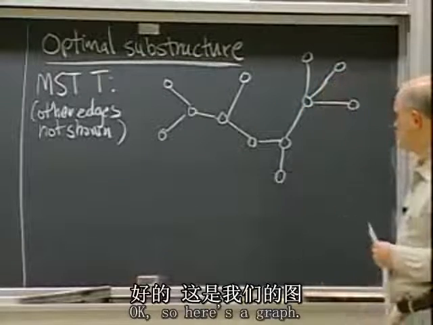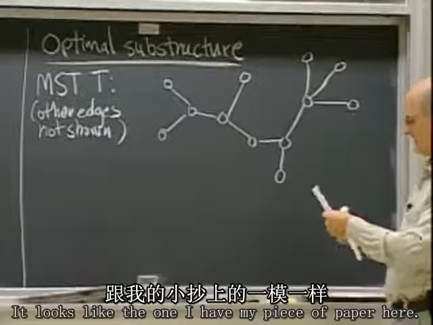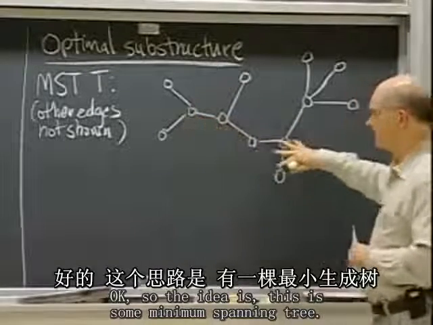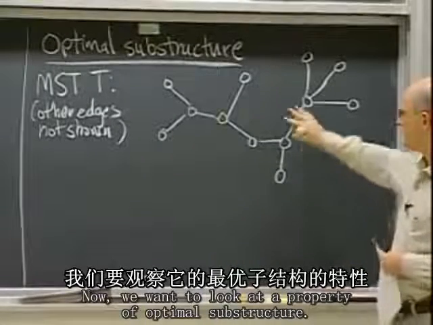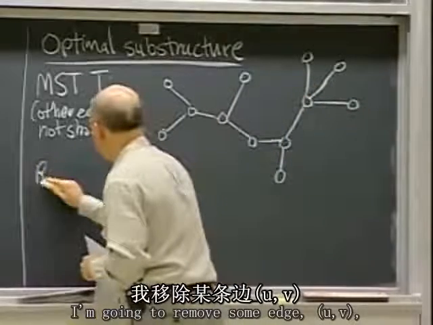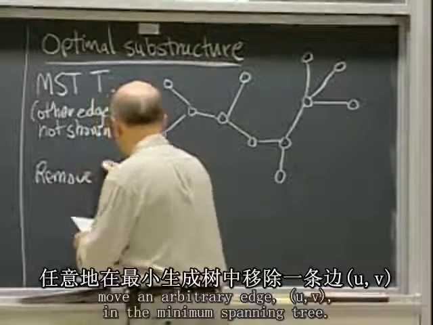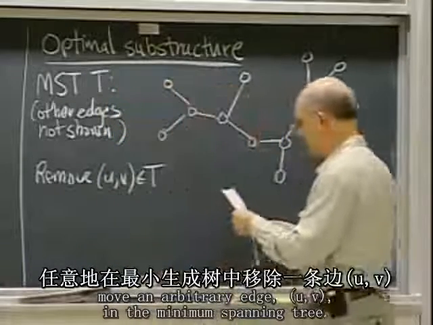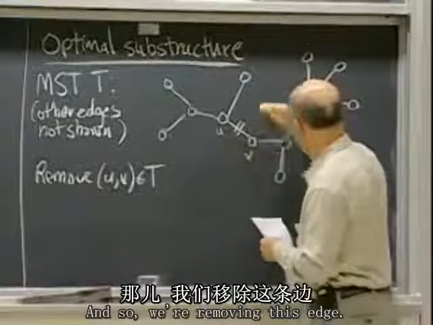Okay, so here's a graph. Looks like the one I have on my piece of paper here. Okay? So the idea is this is some minimum spanning tree. Now we want to look at a property of optimal substructure. And the way I'm going to get that is I'm going to remove an arbitrary edge UV in the minimum spanning tree. So let's call this U and this V, and so we're removing this edge.